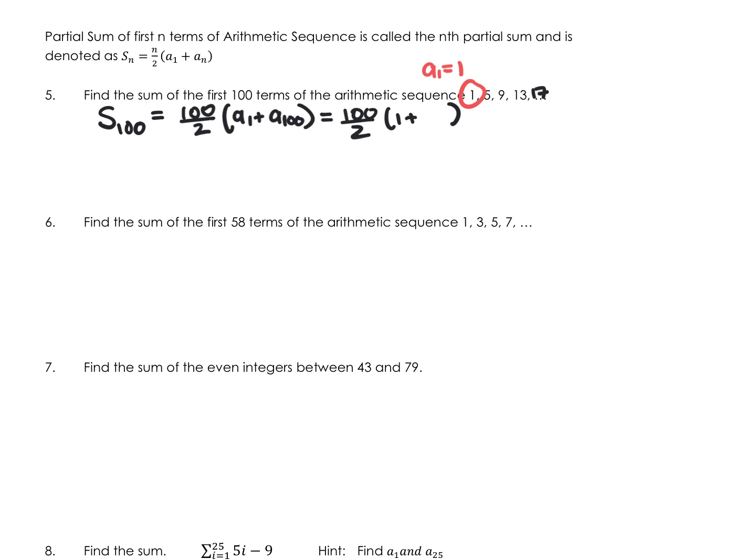Yes, okay? So now what we're going to do is we need to find A100. We don't know what A100 is, so we can go use our general term formula. We know what A1 is. That was 1. Now we can plug in 100 for n since we're finding A100. Right? We already put a 100 in here for the n, so we'll put 100 in here. And then we just need to know D. And what did we already say D was? Plus 4, right? Because we're adding 4 each time. So D is equal to 4. Go ahead and calculate then what the 100th term is.